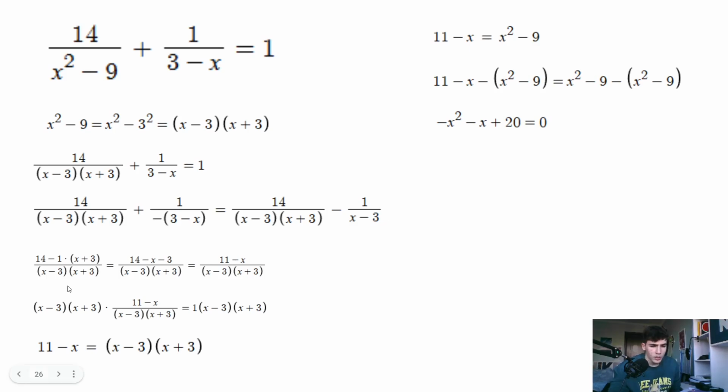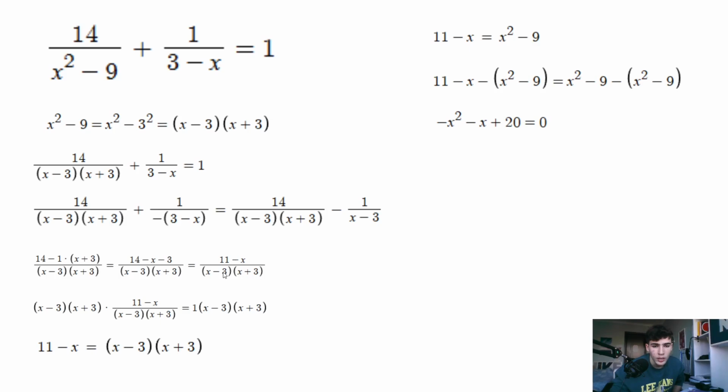And now we have the same denominators, so I just smushed these numerators together. If two fractions have the same denominator and are subtracting each other, we can just combine the numerators and the denominator will stay the same, and it's going to be an individual division. This is going to be 14 minus 1 times x plus 3, like we said, divided by x minus 3 times x plus 3, and this equals 14 minus x minus 3. We just expanded this minus 1 times x plus 3. Then the denominator stays the same. We subtracted 14 and 3, leaving us with 11 minus x divided by x minus 3 times x plus 3.